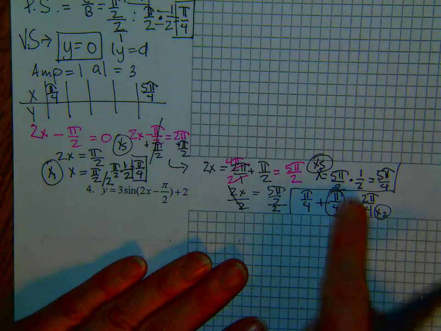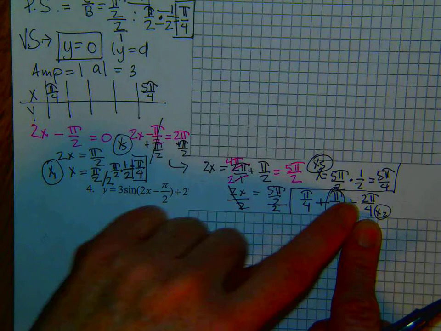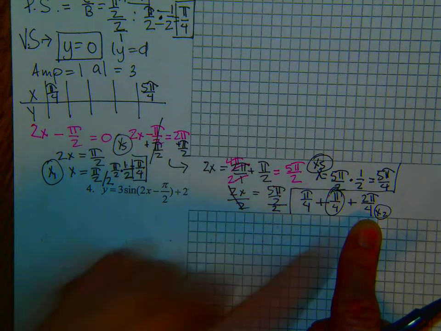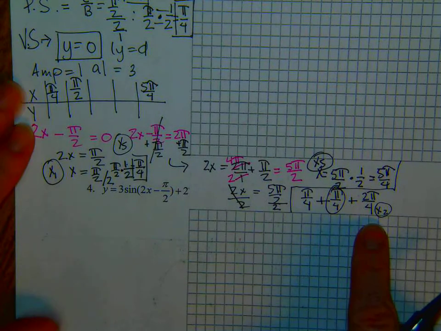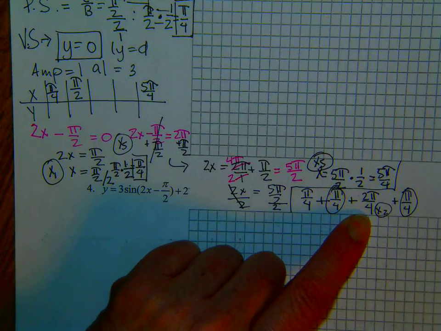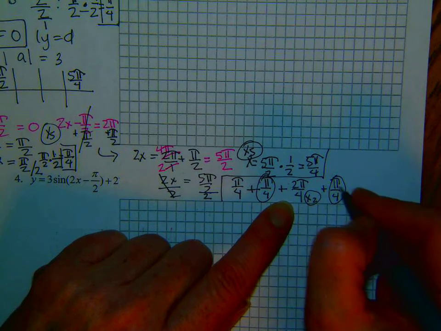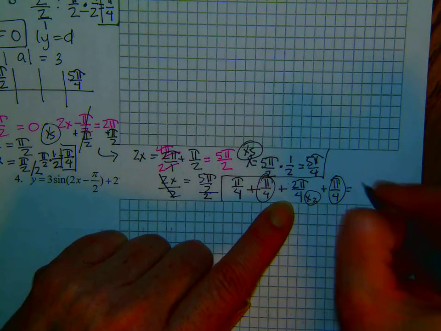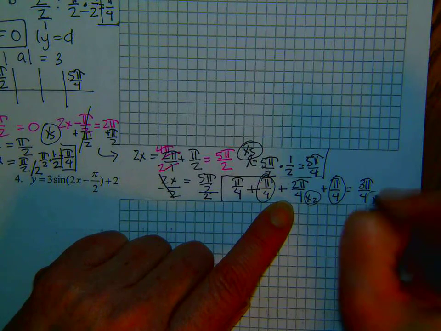So I'm going to leave it here as 2 pi over 4, but I can reduce that, right? And that's going to be pi over 2. But here I'm going to leave it like this, and I'm going to add another interval to it, pi over 4. That's my interval. I'm going to do this 3 times, right? And then 2 pi plus pi equals 3 pi over 4, and this is x sub 3.